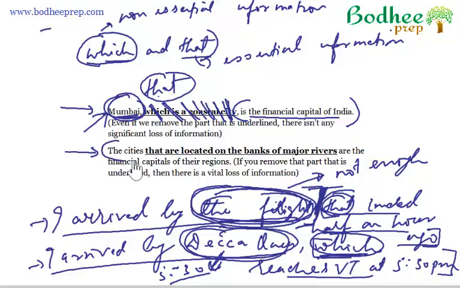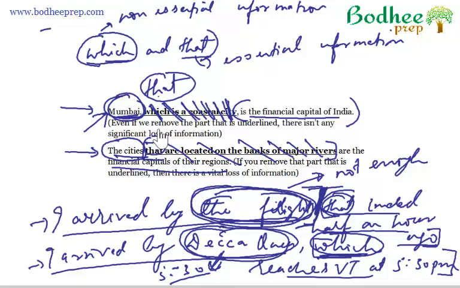Now let's take the case which is totally contrary to the first example. The cities that are located on the banks of major rivers are the financial capitals of their regions. Let's try to remove this information. Assume that it does not exist, and what you have is: the cities are the financial capitals of their regions. Which cities? Which cities are the financial capitals of their regions? Immediately you feel that this is necessary information, and therefore I must use that.